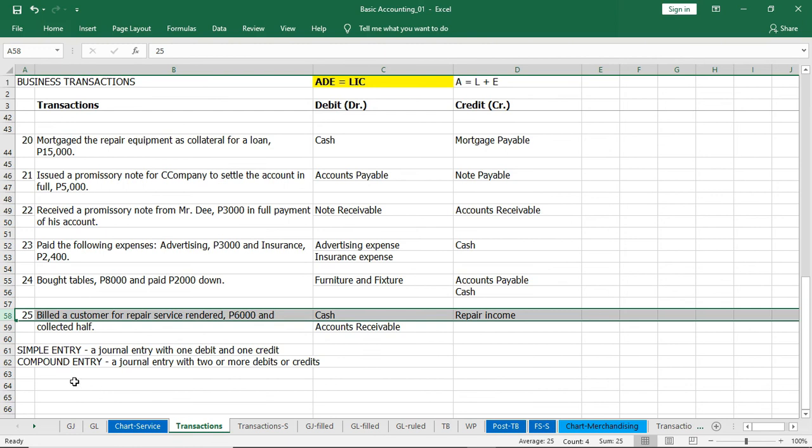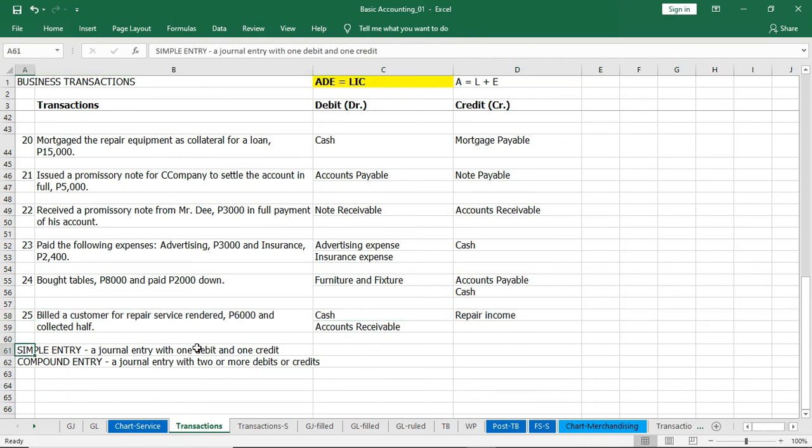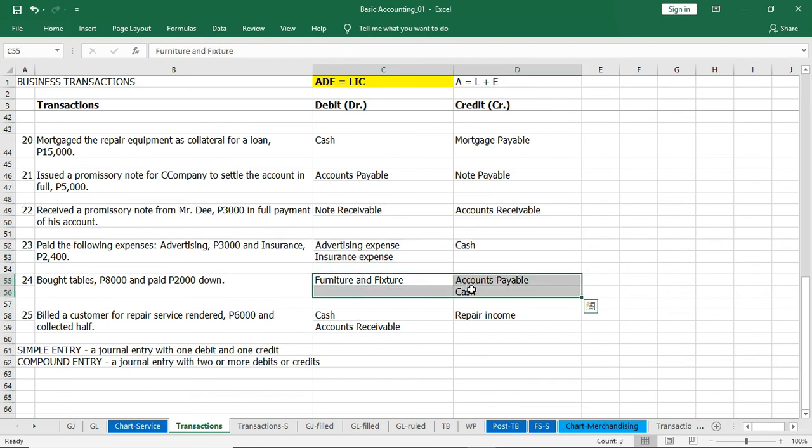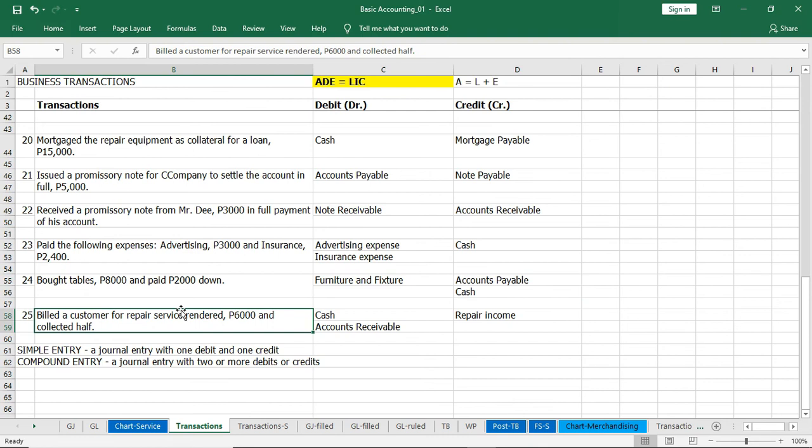Okay? So, dito meron tayong tinatawag na simple entry. Journal entry na isa lang ang debit, isa lang ang credit. Tapos, meron din tayong tinatawag na compound entry. Yung tipong either dalawa yung debit, tapos isa lang yung credit, or kabaliktaran, isang debit, dalawa yung credit accounts. Okay? So, that's a compound entry. Or kapag more than 2 accounts yung involved. Okay?